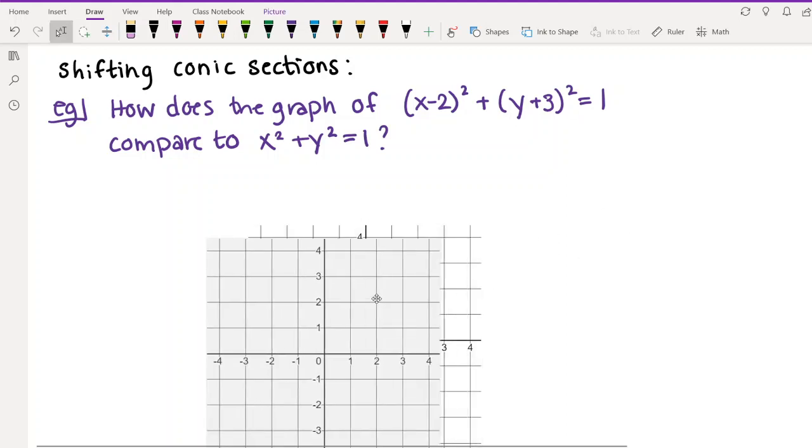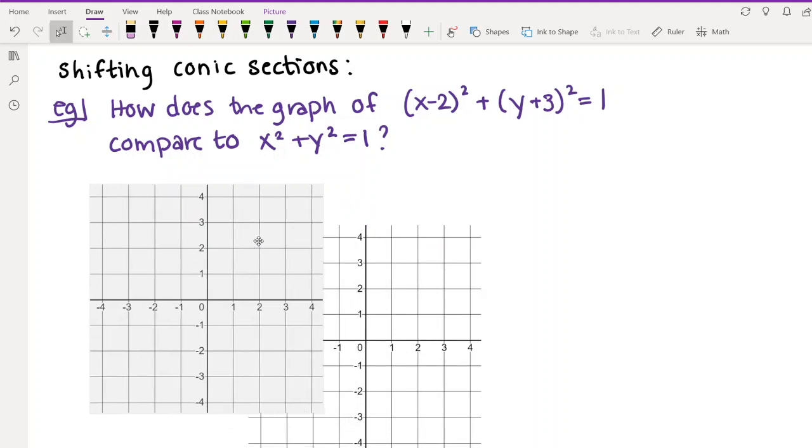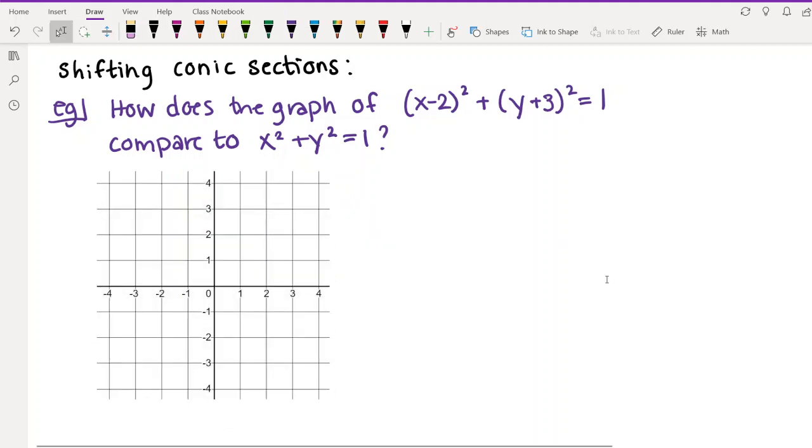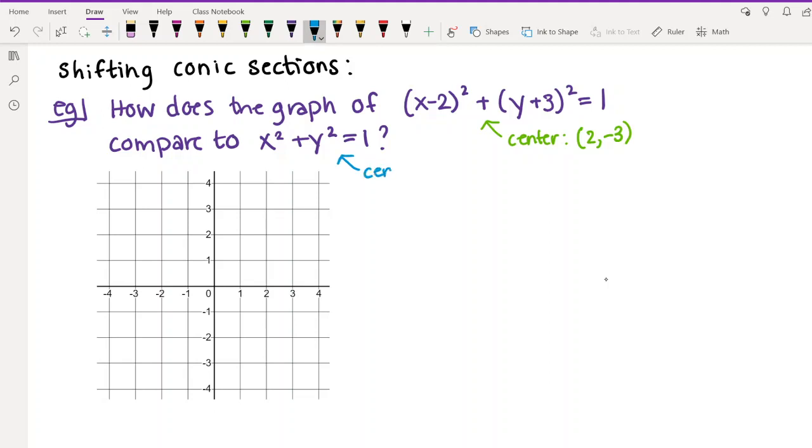So if you remember stuff from 141, you remember that you can figure out the center of a circle by looking at the numbers that are being subtracted from x and y. Because here we're subtracting a 2 and here we're subtracting -3, right? If you have a plus, that means it's minus -3. That would tell us that this one has a center of 2, -3, whereas this one has a center of 0, 0.